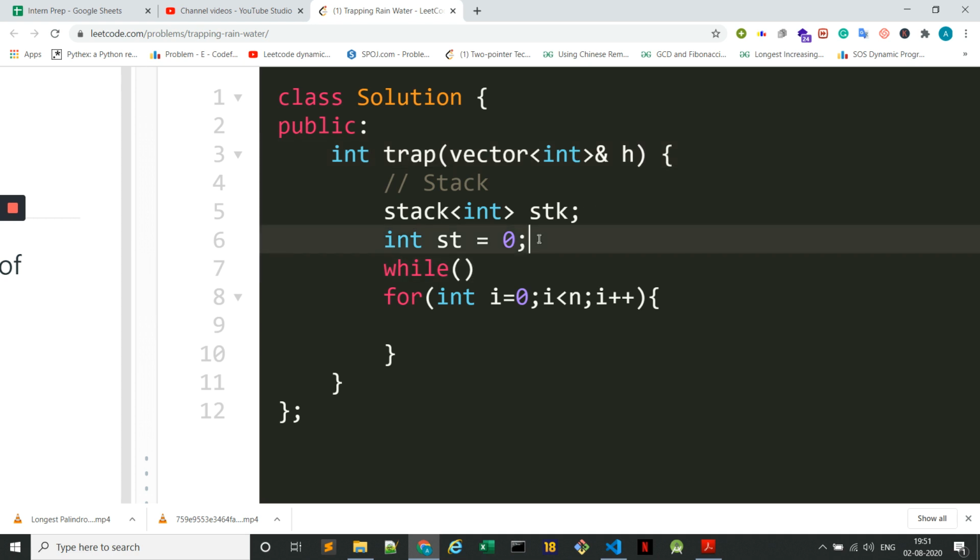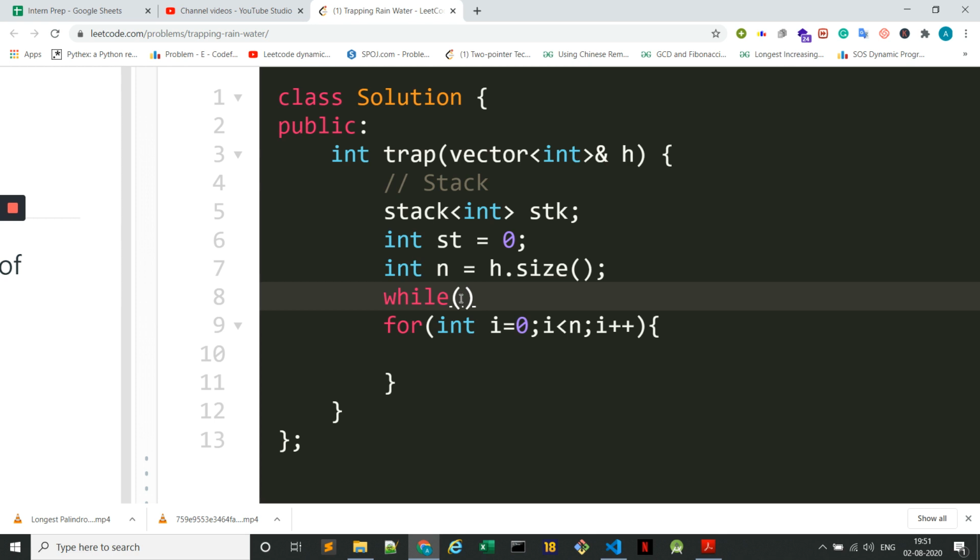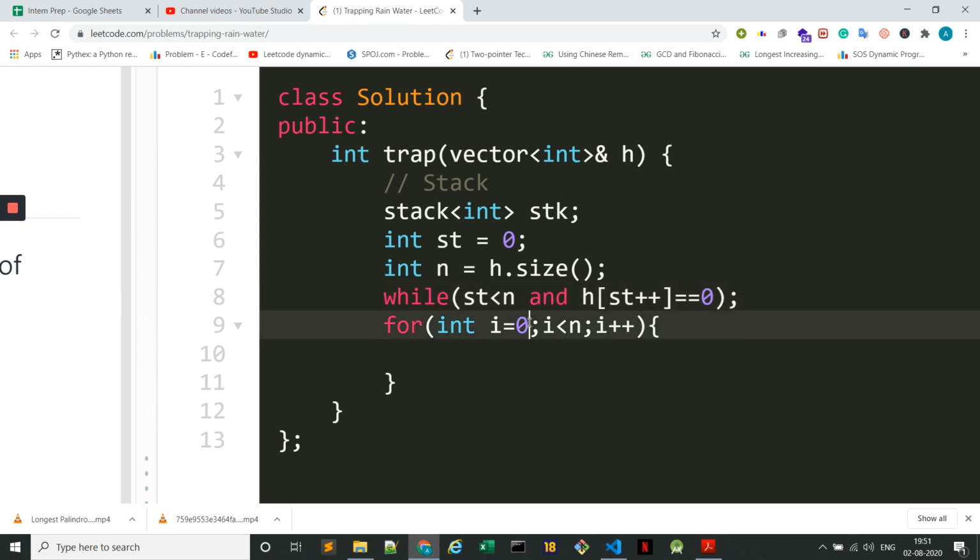We also need to define our n over here. So let's say the n is h dot size, the size of the heights vector, right? So while st is less than n, and h of st plus plus is equal to 0, right? Now I don't need this because st is doing the work which I want to do.